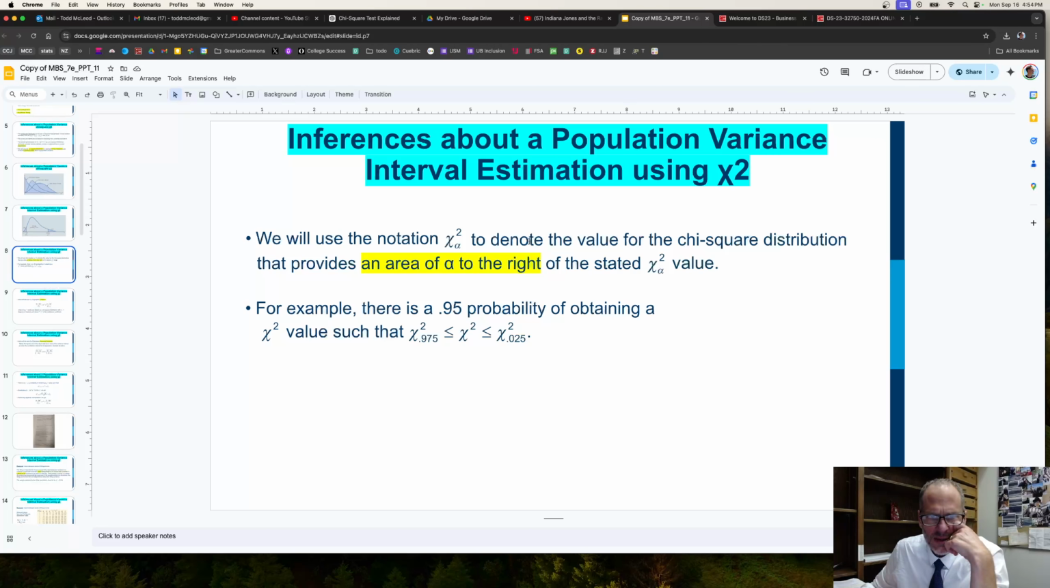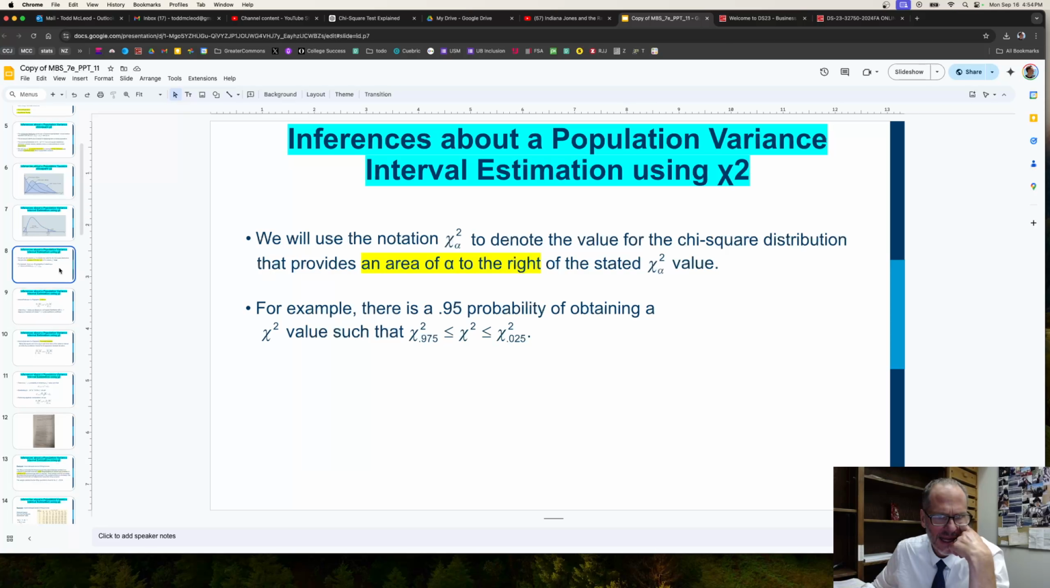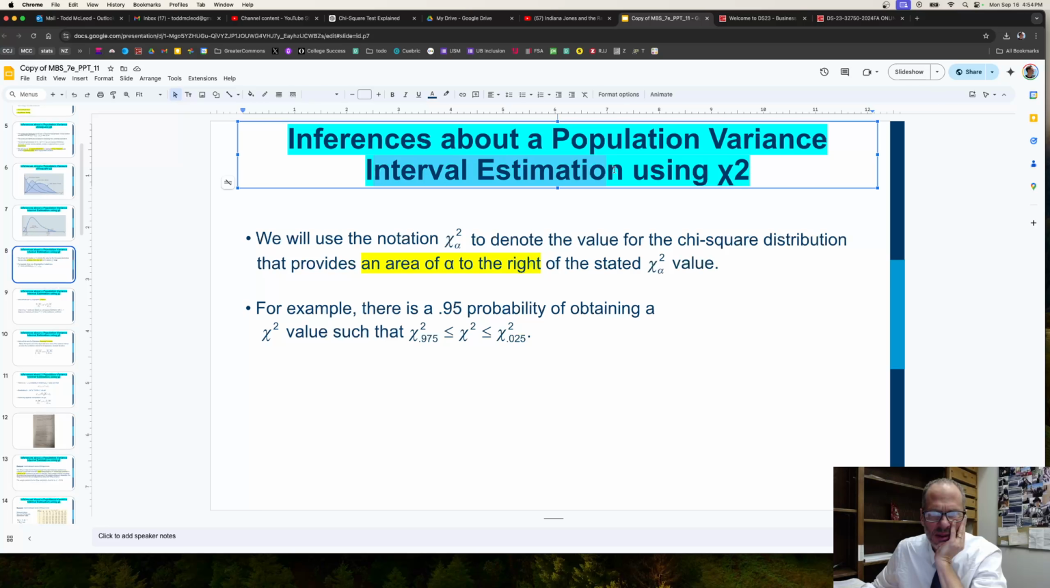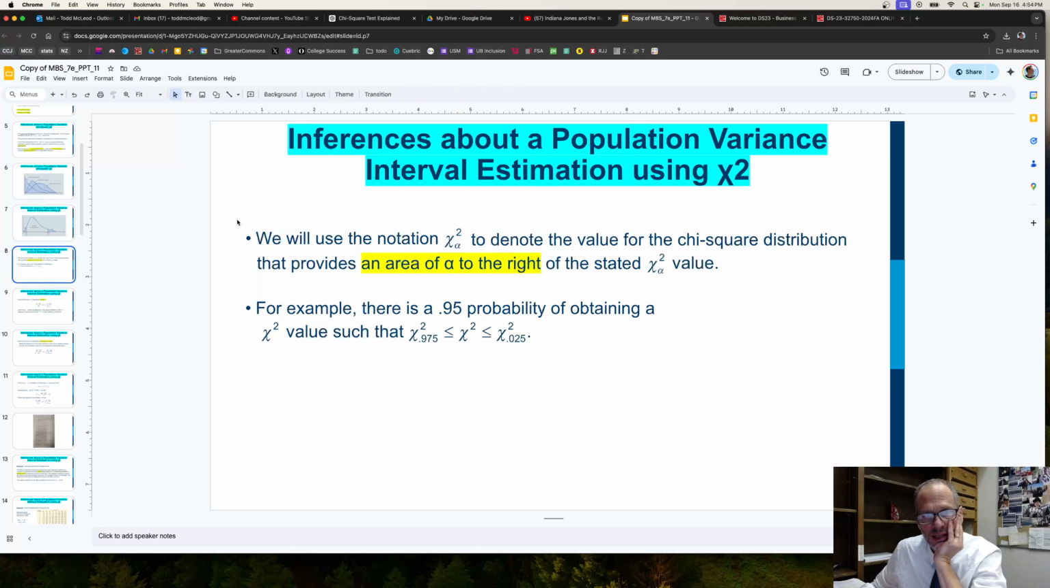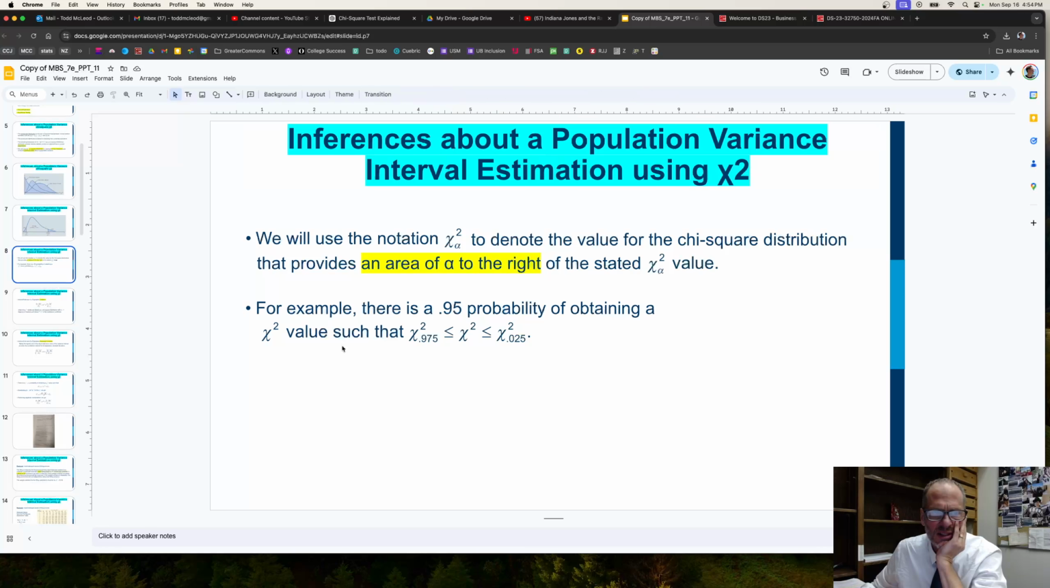And so we'll use that notation to denote the value of the chi-square distribution that provides an area of alpha to the right of the stated value. So here's an area to the right, and we saw that in action. For example, there's a 95% probability of obtaining a chi-square value such that, and here is the idea that we could do an interval estimation, which is what this first part is looking at. We can do an interval estimation of variance from a sample to provide an inference about the population variance, right? We could do an interval estimation using this formula here.